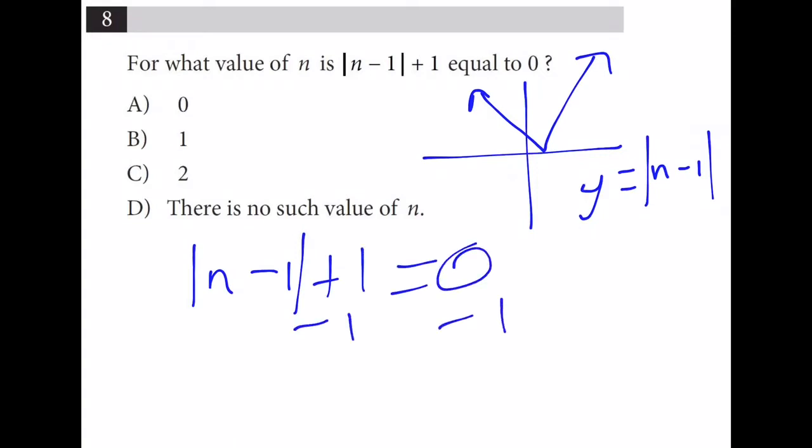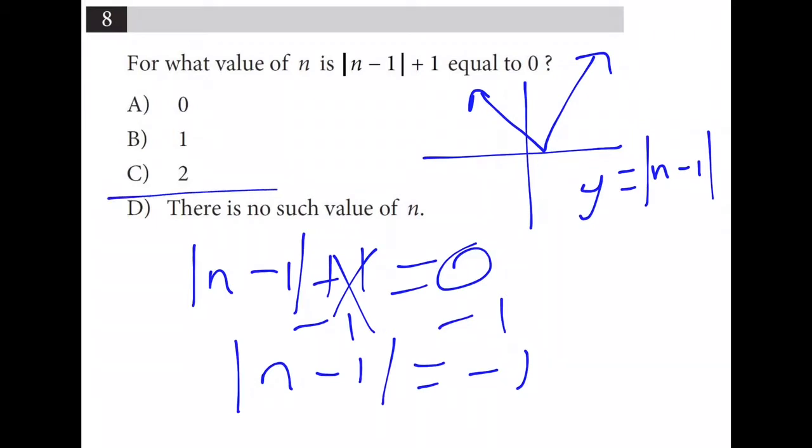We're going to minus 1 cancels out. The absolute value of n minus 1 is equal to a negative 1. Do we see that happening on this graph? No, never. There's no such value of n.